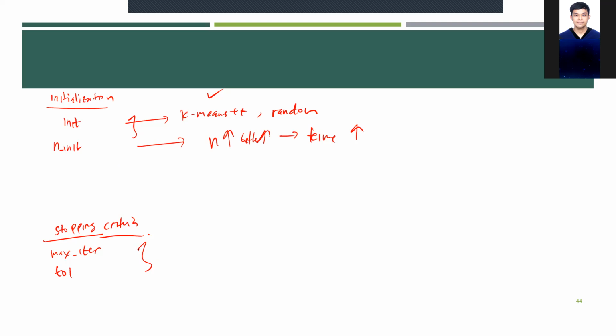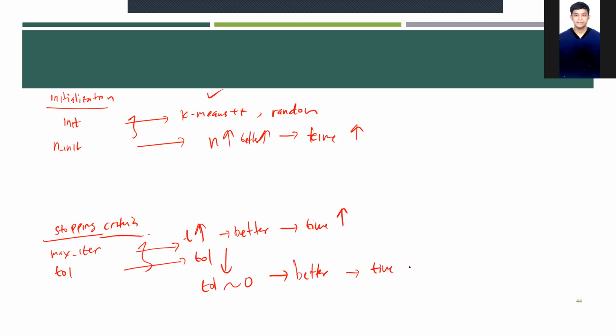Okay, and for the max iteration as a stopping criterion, with a higher number of iterations the result will usually be better, but again the computational time will also increase. Also the tolerance: if the tolerance decreases, nearby zero, then the result will be better, but the time also increases.